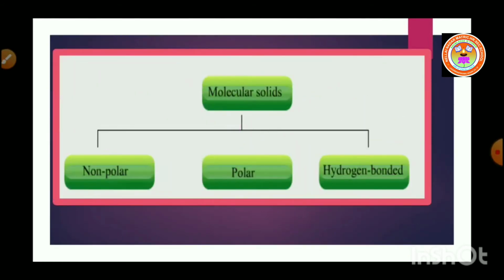Molecular solids are further classified into three types. One is non-polar molecular solids. The second one is polar molecular solids. And the third one is hydrogen bonded molecular solids. Shall we discuss one by one? See here.